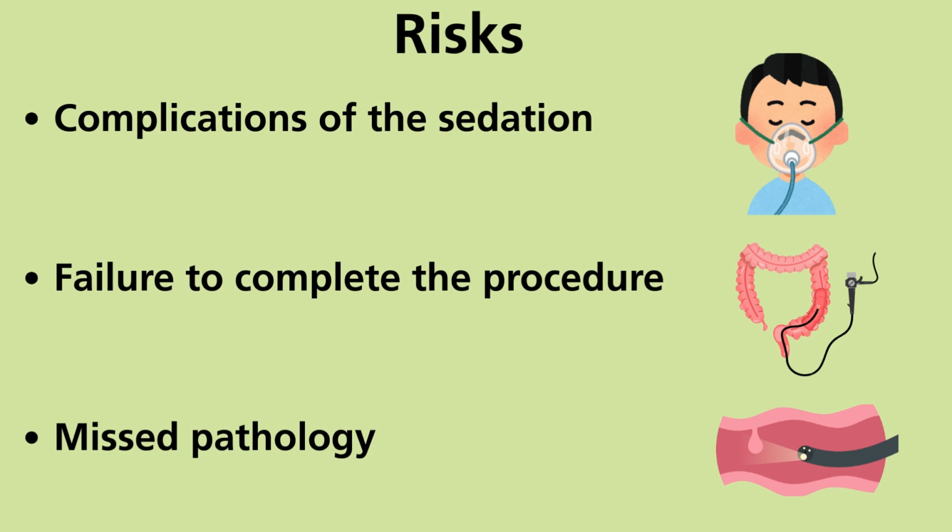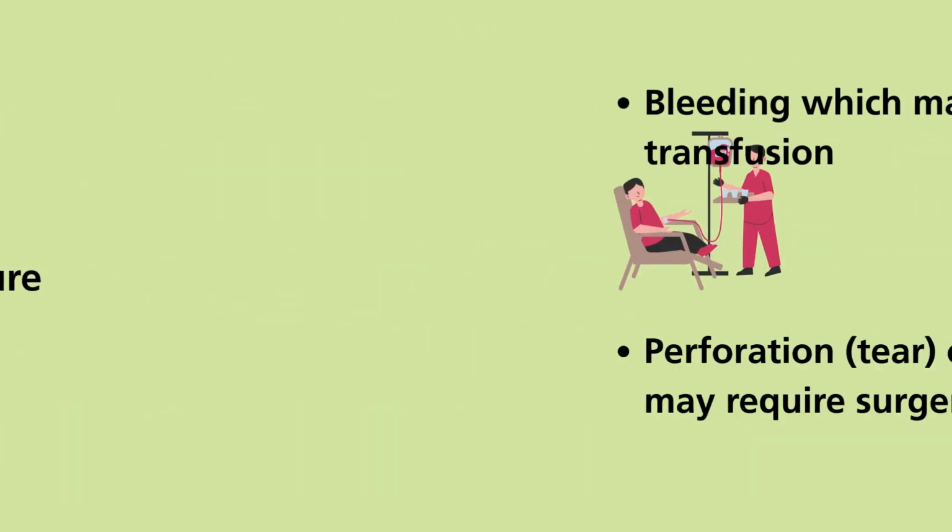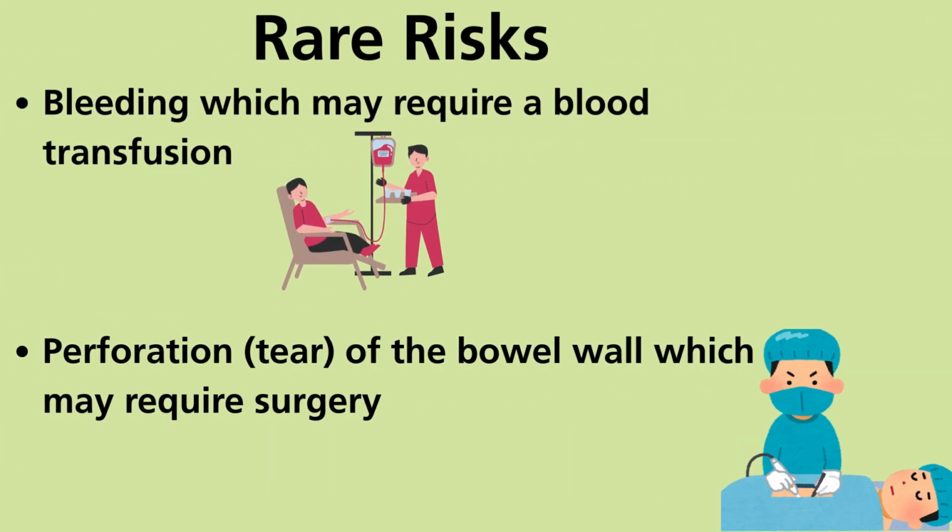Other risks include a failure to complete the procedure. This means that for whatever reason we are unable to get all the way around the bowel. It is not uncommon for us to ask you to change your position during the procedure, as this allows the bowel to lay differently and can make it easier to move the scope. We may miss some pathology. This means that sometimes we may miss small polyps hiding in the folds of the bowel wall. The scope is removed slowly to allow us to carefully look at the bowel wall, so it is uncommon for us to miss polyps. There are some bigger risks, which are rare.